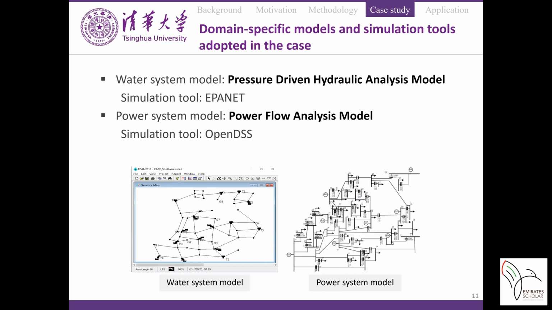Then to model our systems, like we said, we used physics-driven models. For example, for the water systems, we adopted the pressure-driven hydraulic analysis model, and we used the EPANET API simulation tool for simulation purposes. And for the power system, we adopted the power flow analysis model, and we simulated it using an OpenDSS API package.